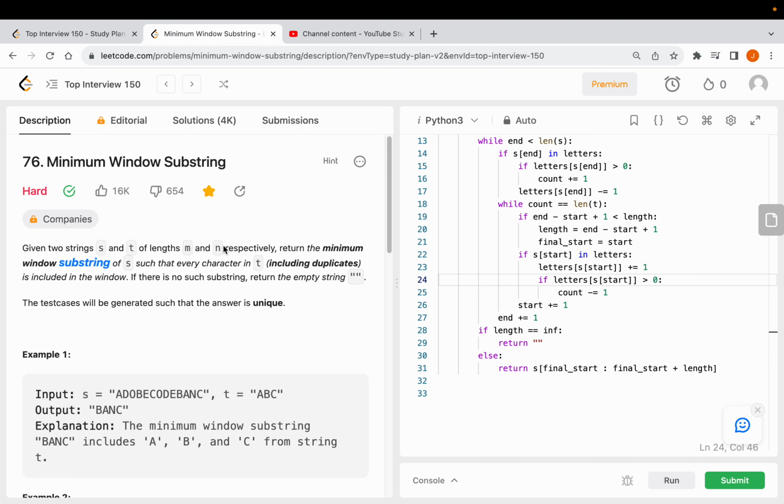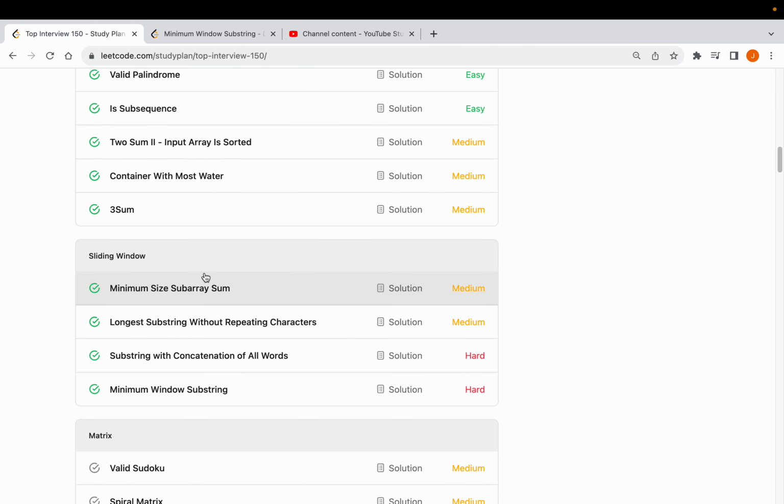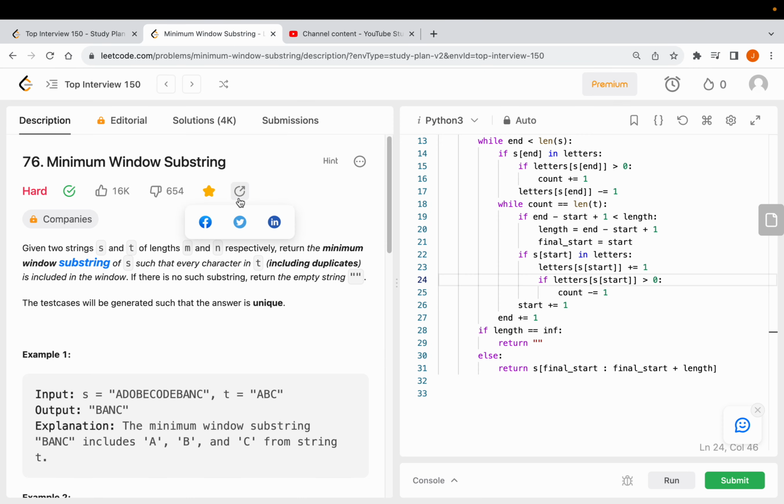So we have spent a lot of time trying to solve this problem. That is a hard level problem, minimum window substring. This was the last one in sliding window, and sliding window is pretty hard. It takes some time to get used to.